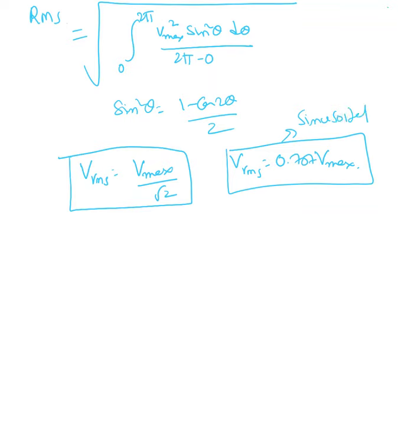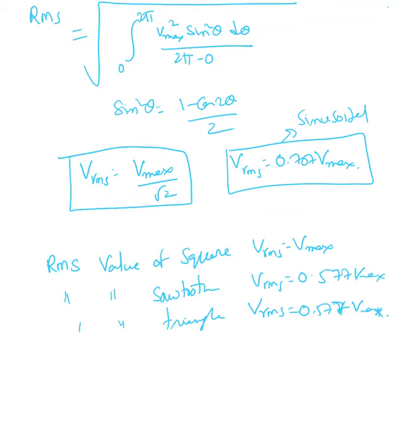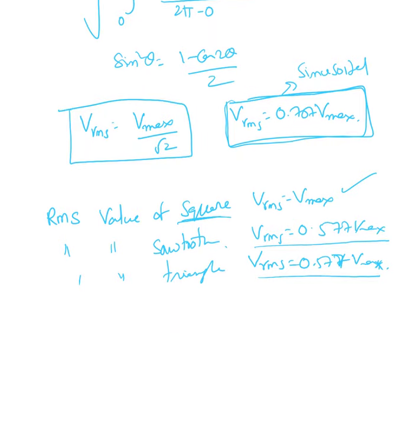Now we have the RMS values for other waveforms, which I'm going to write down. The RMS value for the square wave is V RMS equal to V max. For a sawtooth waveform, V RMS equal to 0.577 V max. Triangle, V RMS equal to 0.577 V max. And sinusoidal waveform, V RMS equal to 0.707 V max. So those are the relations between the maximum values and RMS values.